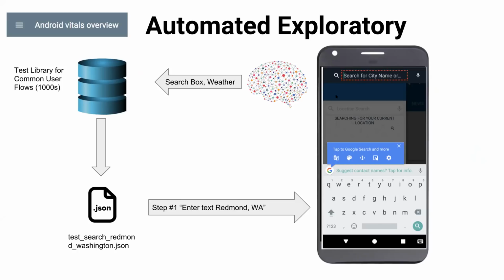And the key thing is because it's abstracted the application, this exploratory stuff can work on every weather app. Literally every weather app that has a search box, this test case can be executed for it without hard coding or rewiring or rewriting.